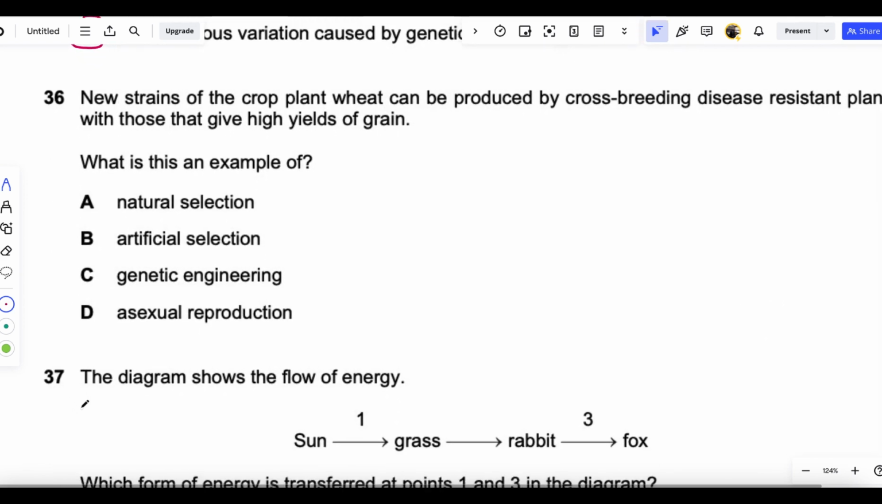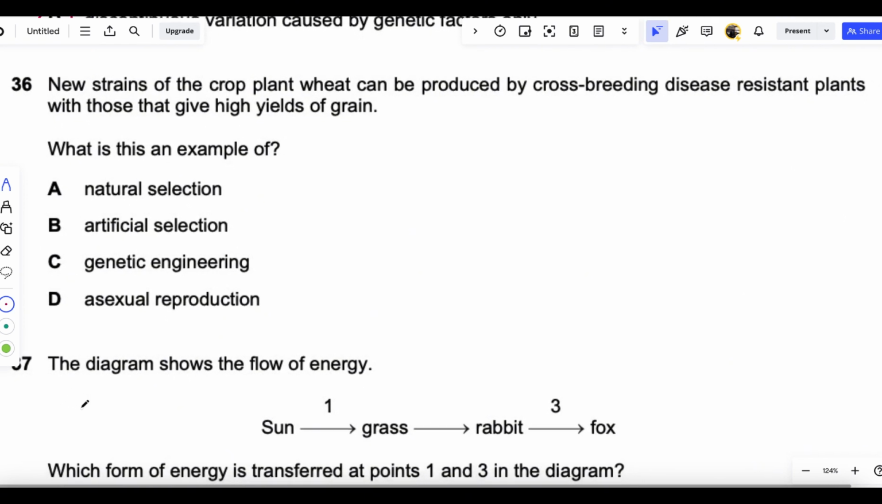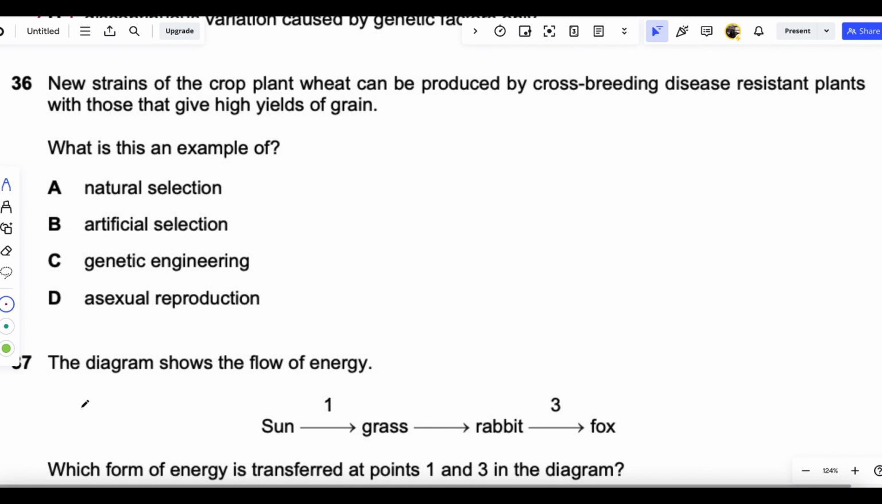Now we go to question 36. New strains of the crop plant wheat can be produced by cross-breeding disease-resistant plants with those that give high yields of grain.